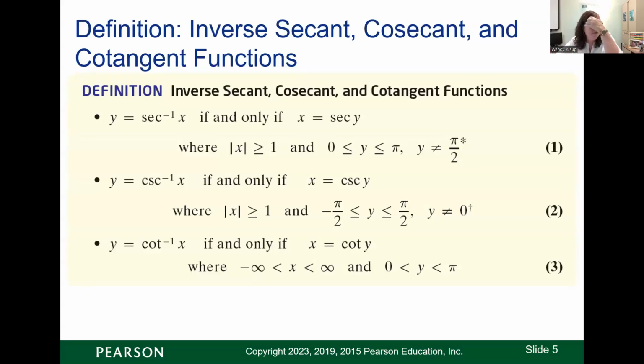Remember, to find the inverse, we have to limit the domain of the original, because the domain of the original becomes the range of the inverse. The domain of the inverse is the range of the original, and we have to restrict the domain of the original so that the inverse still passes the vertical line test, so it still is a function. And that's what causes us to restrict these domains and ranges here.